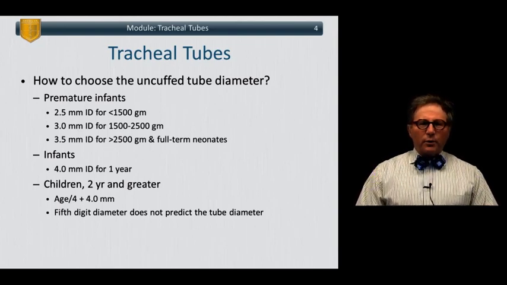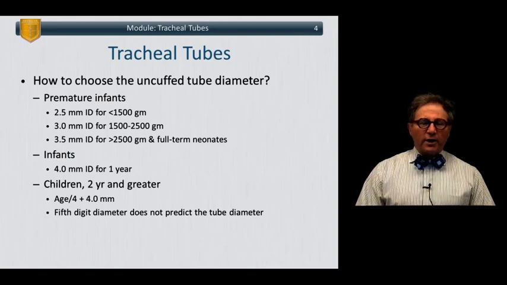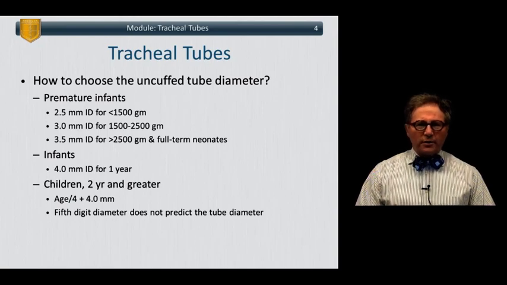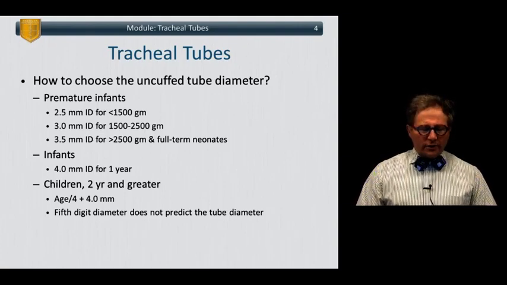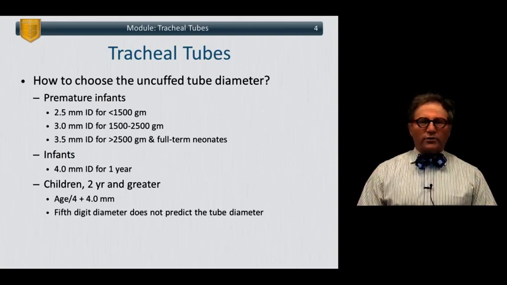For infants, we move up to a 4.0 millimeter tube at about 1 year of age. And for those older than 1 year, the formula generally follows age over 4 plus 4, where the age is in years. Some use age over 4 plus 4.5, particularly in children who may be larger than the expected size for their age. But there are those who have recommended to use the diameter of the 5th digit as a predictor of tracheal tube diameter in young children, and that really holds no merit whatsoever.